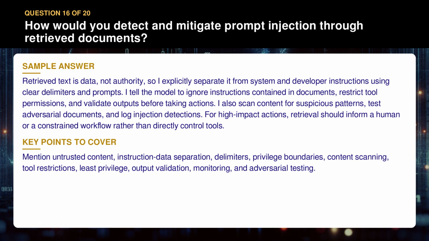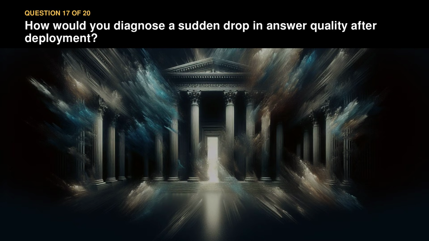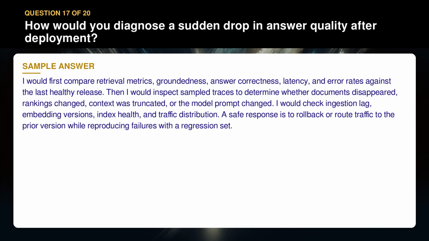testing. Question 17. How would you diagnose a sudden drop in answer quality after deployment? I would first compare retrieval metrics, groundedness, answer correctness, latency, and error rates against the last healthy release. Then I would inspect sampled traces to determine whether documents disappeared, rankings changed, context was truncated, or the model prompt changed.